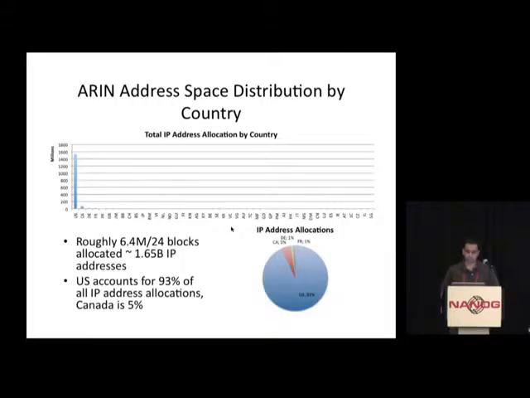Here's a quick summary of the address allocation distribution by country. It's extremely boring for the ARIN region. I've done a version of this talk for LACNIC and for RIPE as well, and it's much more interesting because the distribution of address allocations per country is much more interesting. Basically, the ARIN region is largely U.S. allocation. About 1.6 billion IPs have been allocated, and the U.S. accounts for about 93% of all of them. 5% is Canada.